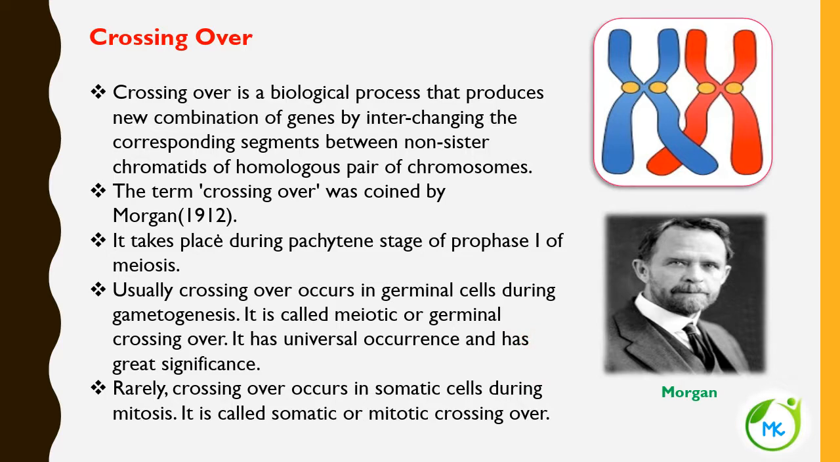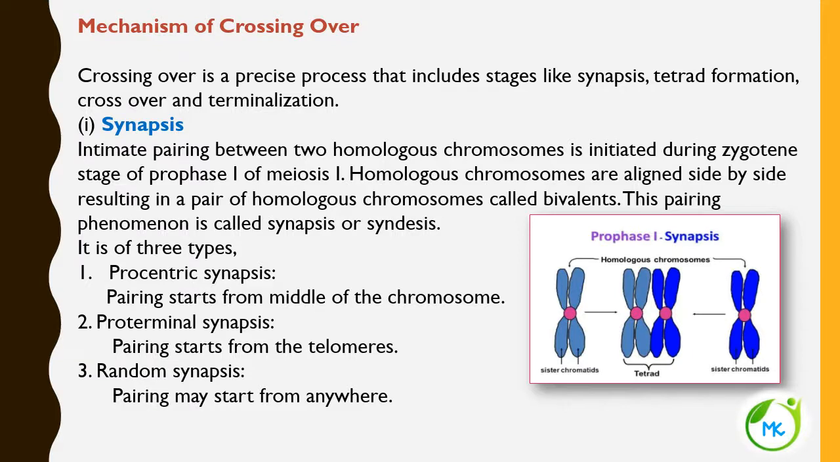Now let's see in detail the crossing over in a stepwise manner. The mechanism of crossing over is a precise process. It includes 4 step-by-step stages: synapsis, tetrad formation, crossover, terminalization. The first step is called synapsis. What is synapsis? The pairing between the two homologous chromosomes. For example, if you take this as the paternal chromosome and this as the maternal chromosome, these two will come into pairing. Intimate pairing is referred to as synapsis.